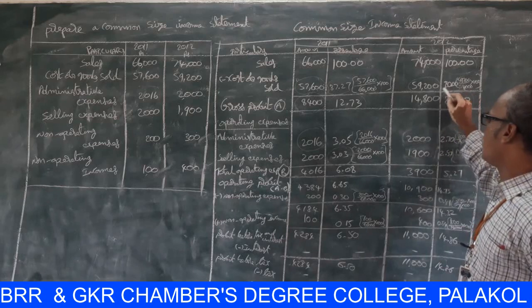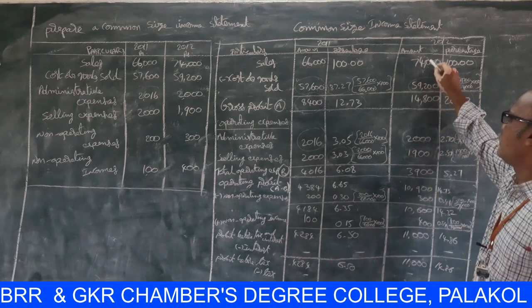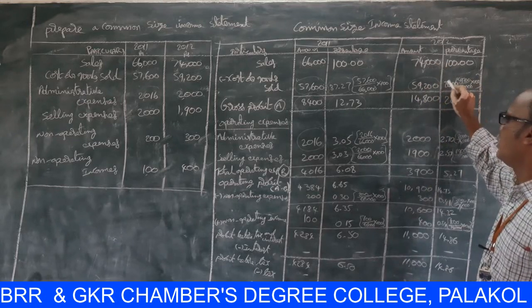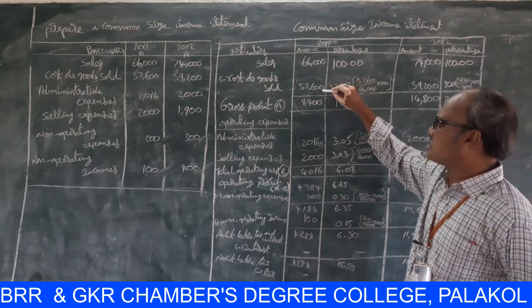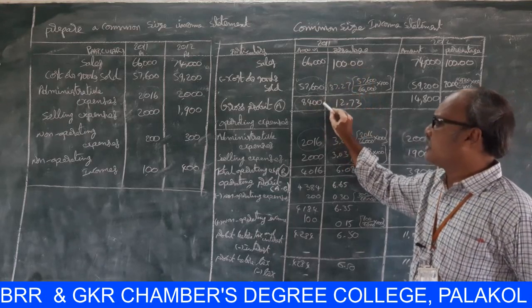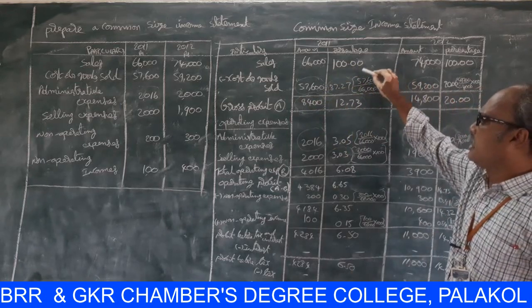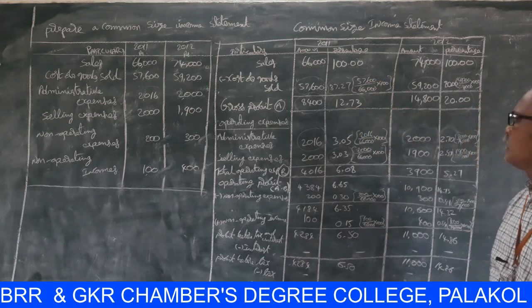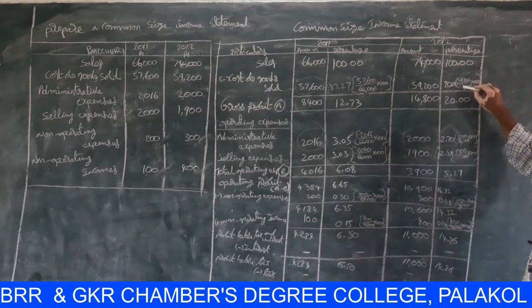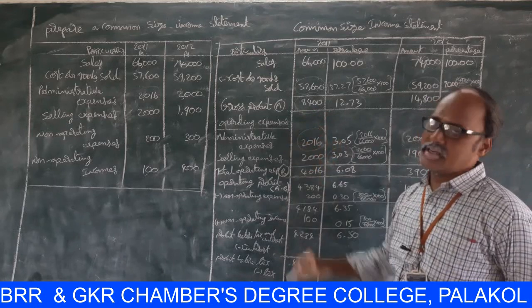In the year 2012, cost of goods sold amount is 59,200, so the percentage of cost of goods sold is 59,200 by 74,000 into 100, which is 80%. Deducting cost of goods sold from sales, we get 8,400 here and 14,800 here. 100 minus 87.27 is 12.73. Next, 100 minus 80 is equal to 20%. Next, gross profit minus operating expenses.